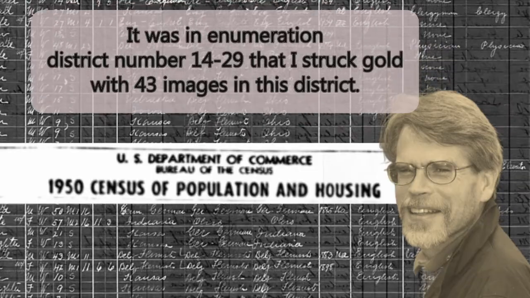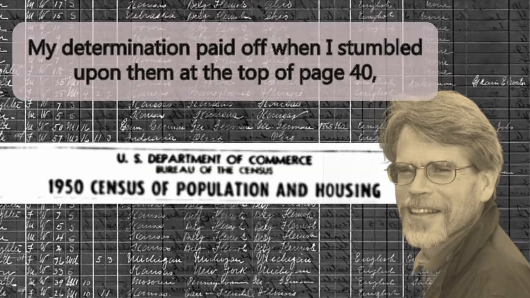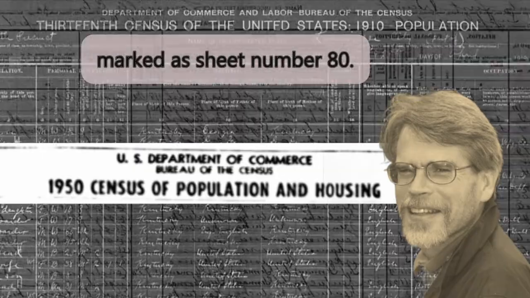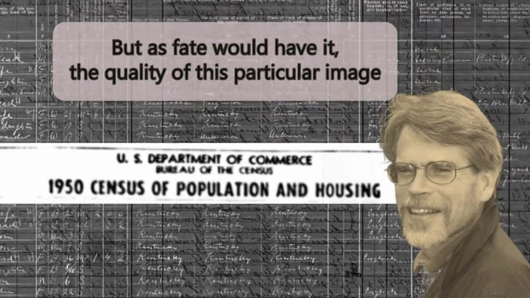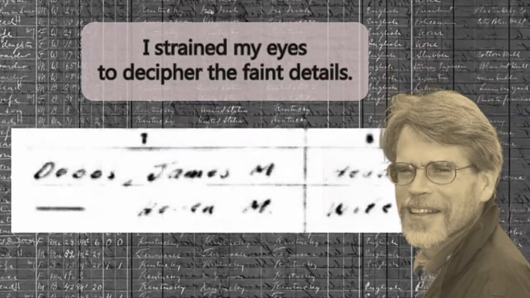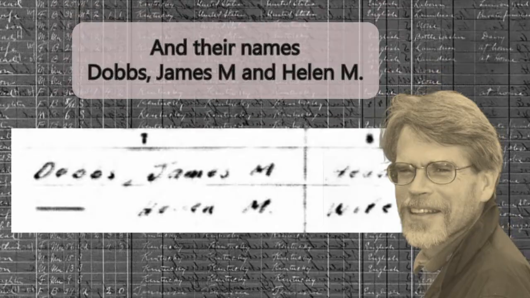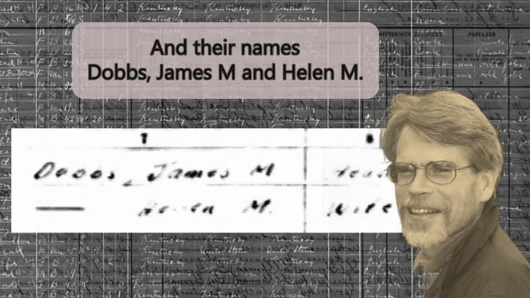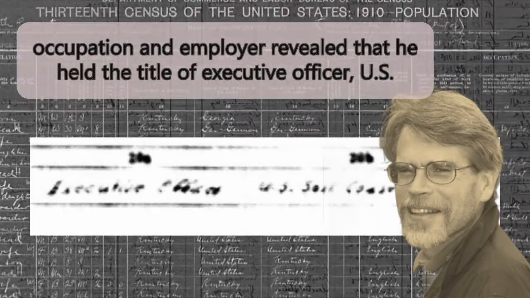With 43 images in this district, I embarked on a visual journey through the past. My determination paid off when I stumbled upon them at the top of page 40, marked as sheet number 80. But, as fate would have it, the quality of this particular image left much to be desired. I strained my eyes to decipher the faint details. All I could make out was the street number, 1111, and their names, Dobbs, James M. and Helen M.